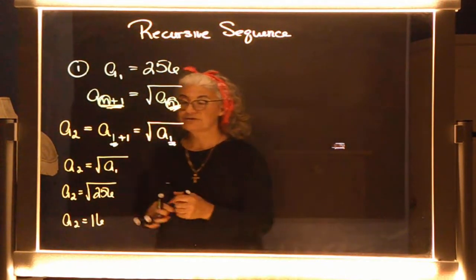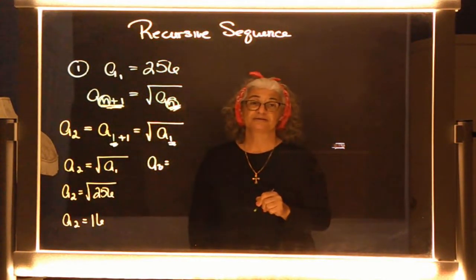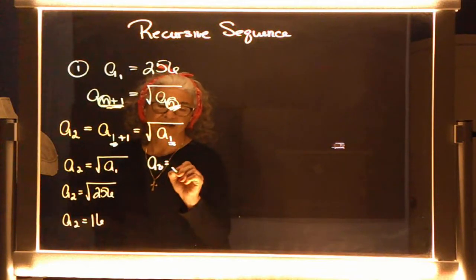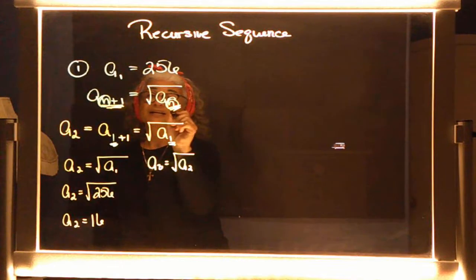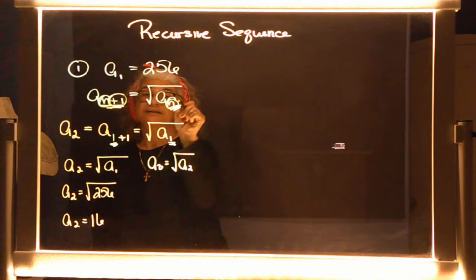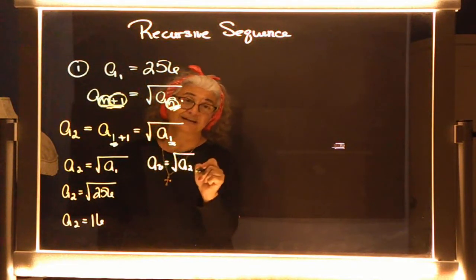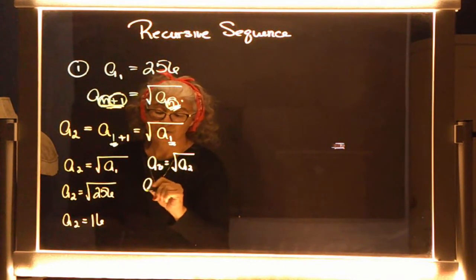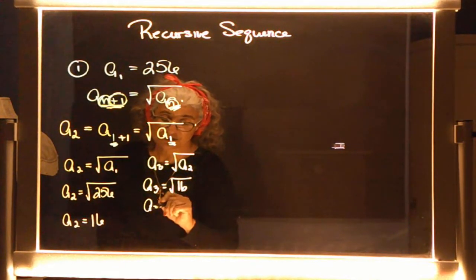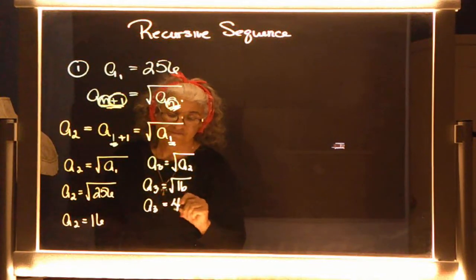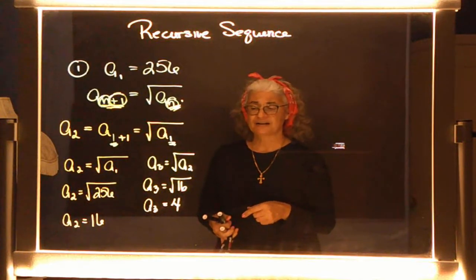Okay, so how about to find term number 3? How am I going to find term number 3? Good, I think I heard some of you say it. I have to find the square root of term number 2, because that's what this tells me. This is one more than this one is. Which means to find term number 3, I got to take the square root of term number 2. Which means this is going to be the square root of 16, which means term number 3 is equal to 4. Excellent.